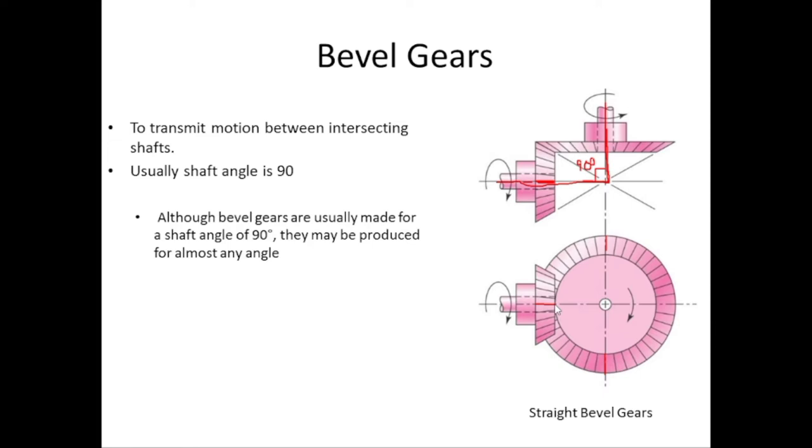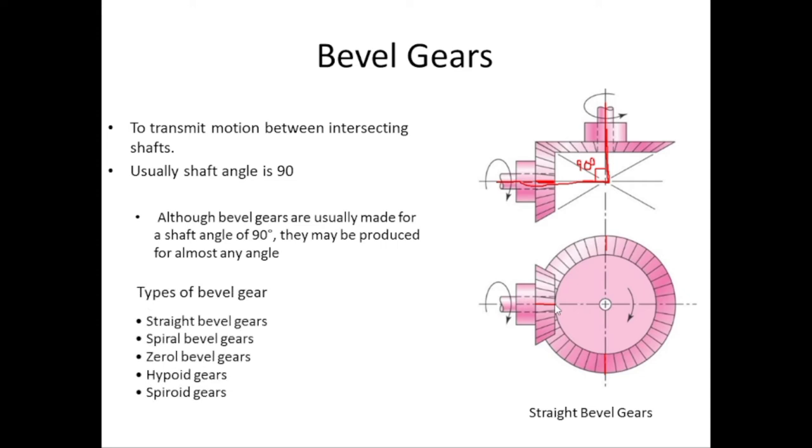Now what are the types of bevel gears? They are based on the intersecting angle and the teeth's profile. They are given as straight bevel gears, spiral bevel gears, zerol bevel gears, hypoid gears, and spiroid gears. Spiral bevel gears are just like straight bevel gears, but here the teeth profile is spiral. It is the diagram of a spiral bevel gear.